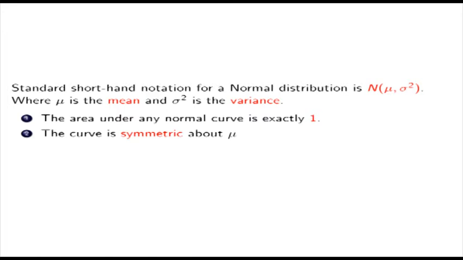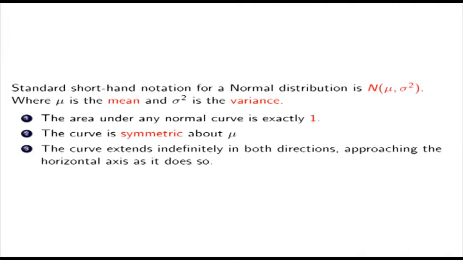Thirdly, although we said it was a bell-shaped curve, most bells we've ever seen have an end point to them, and that's not true of this curve. It actually extends to infinity, or indefinitely, in both directions. And as it does so, it gets very, very close to the horizontal axis.